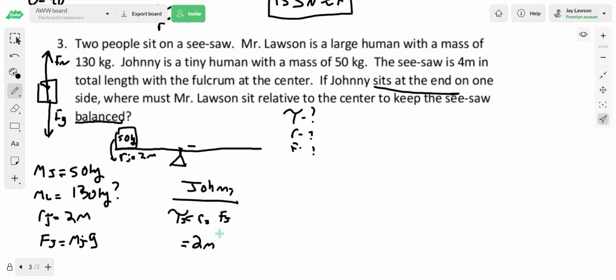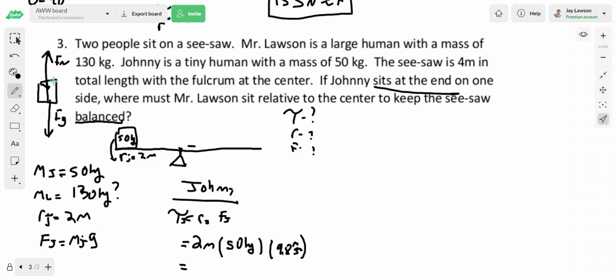And the force we said was Johnny's weight, because Johnny's weight is what's going to try to induce motion, and rotational motion, that is. So we're going to say times its mass. His mass is 50 kilograms, right? And the acceleration due to gravity is 9.8 meters per second squared. We're going to assume I'm doing the seesaw on Earth. All right, so now let's multiply those together.